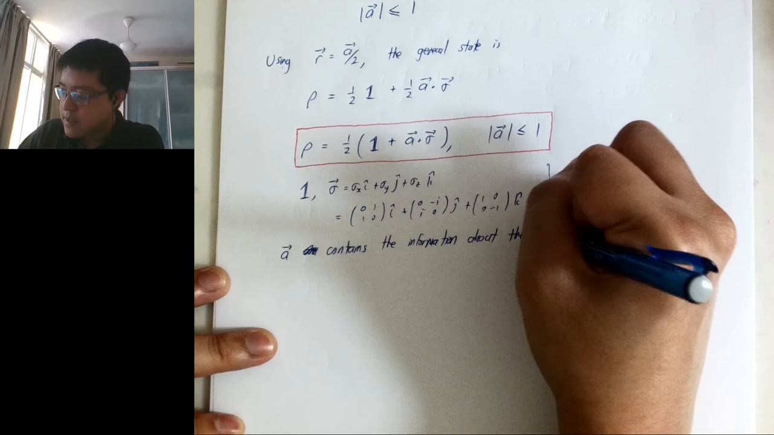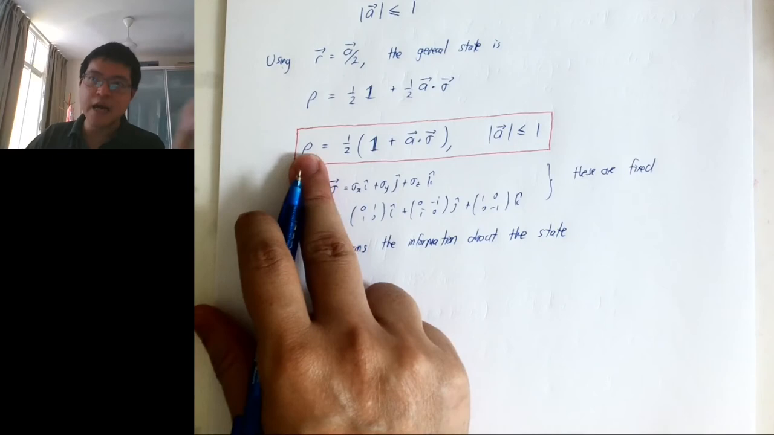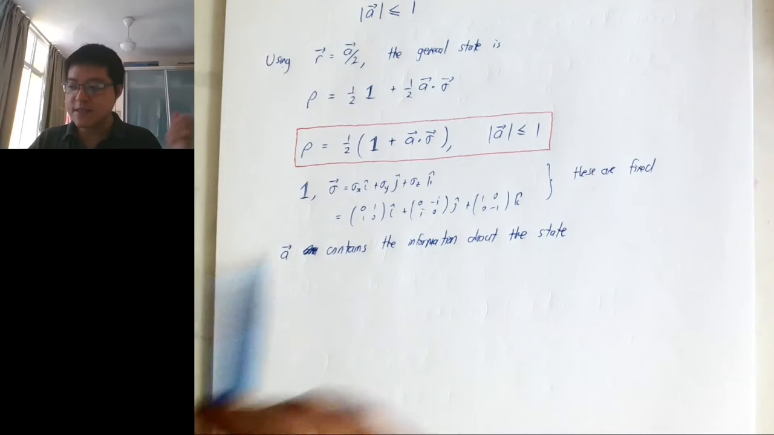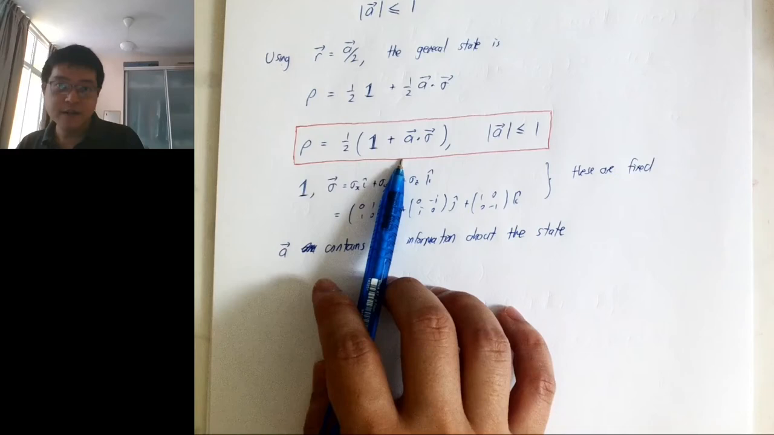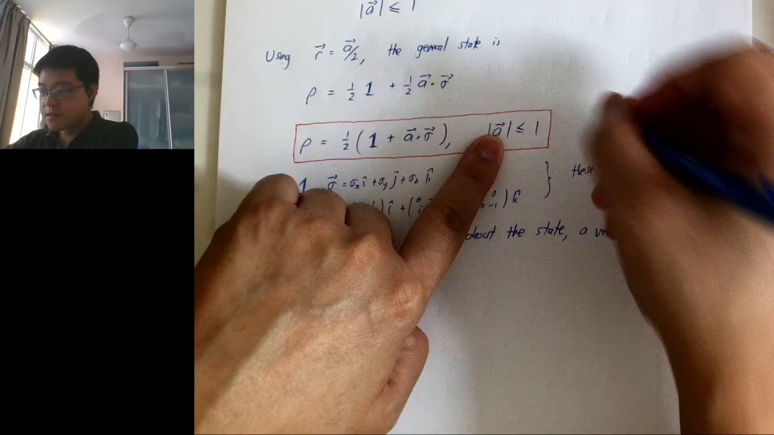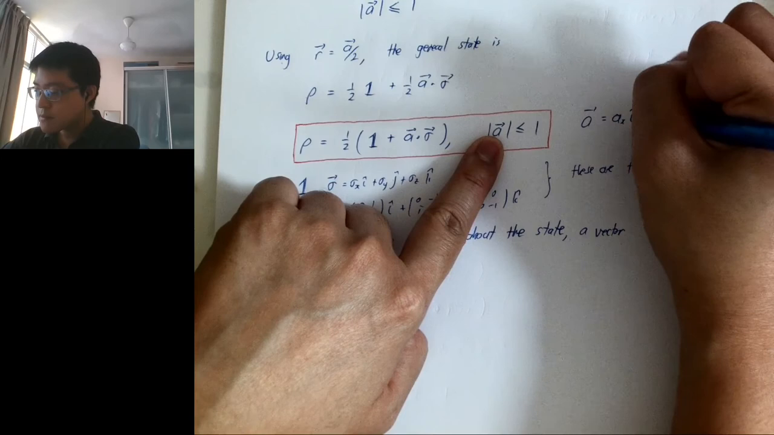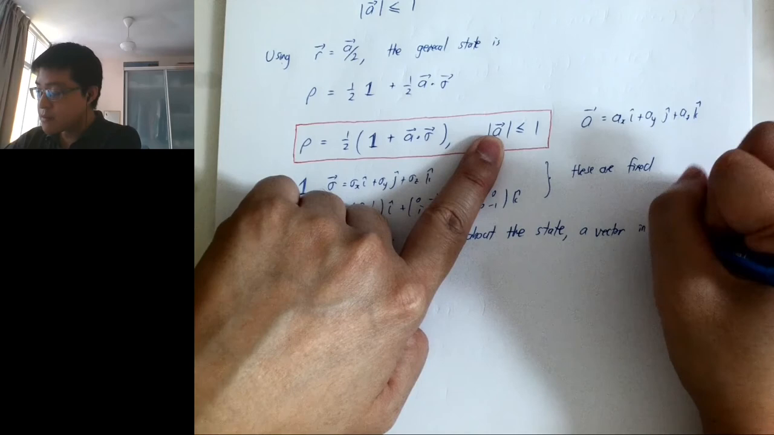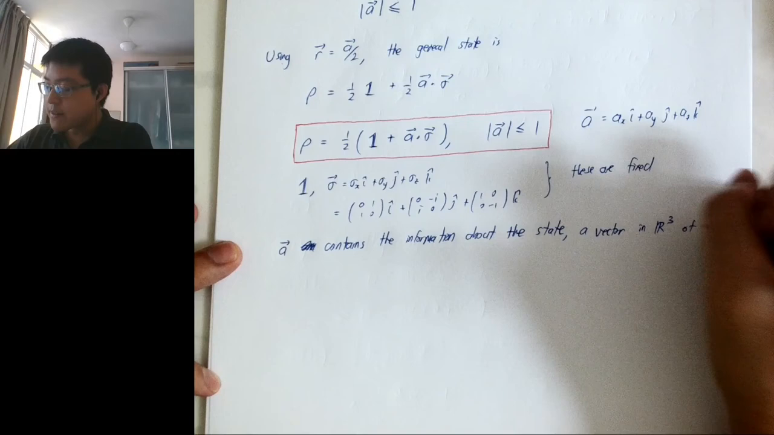So how do you tell that this state is up X or up Y, right? How do you tell the difference? What is the information that distinguishes one from the other? It depends on how you write down A itself. Okay, so it contains all the information about the state, and it is a vector. This is a vector that has components x, y, z. So this is a vector in R3, right? Of length less than or equal to 1.